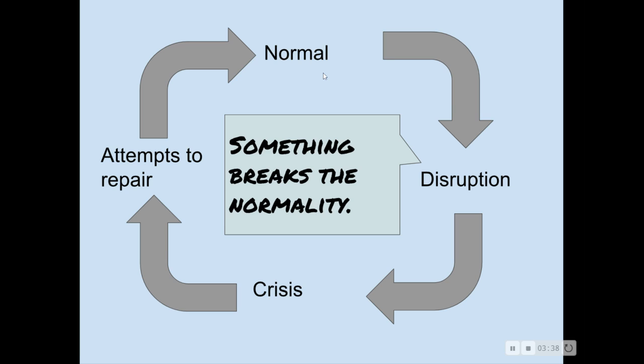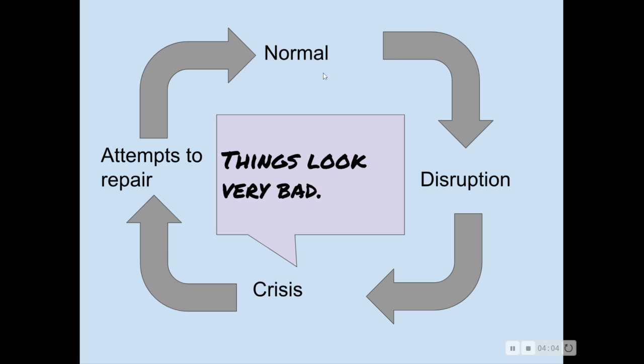Now, usually this is something bad, something negative, but it could be something good. For instance, in Cinderella, the thing that breaks up her normality is the fairy godmother coming down to offer her all sorts of free presents. Either way, as the story carries on, we eventually hit a crisis. The crisis is going to be something that looks very bad that happens because of this disruption. So this disruption broke the normality, and now when we hit the crisis, the character is going to be thinking, "Oh my gosh, things could never be the same for me again." Things look very, very bad. Looks like maybe the world is going to end, or maybe I'm never going to get my fish and chips.